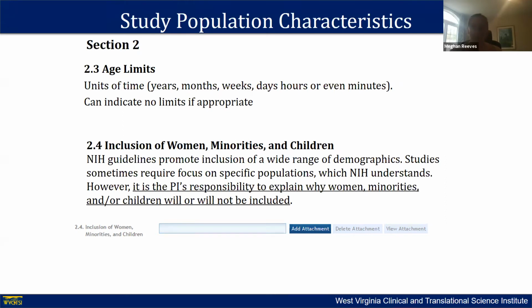Just as I was saying before, you should operate from the perspective that everyone should be included in your study unless scientifically or ethically it's unreasonable for them to participate. So for the inclusion of women, minorities, and children, you would want to give a little bit of information about why both genders are included or not included, and it should be scientifically appropriate.